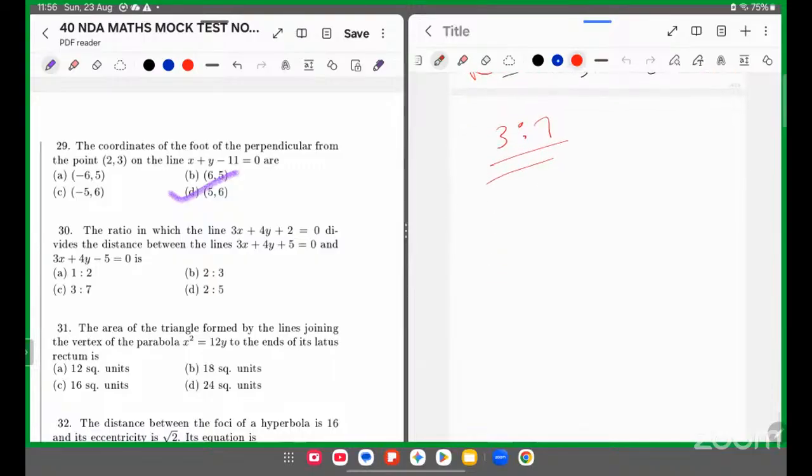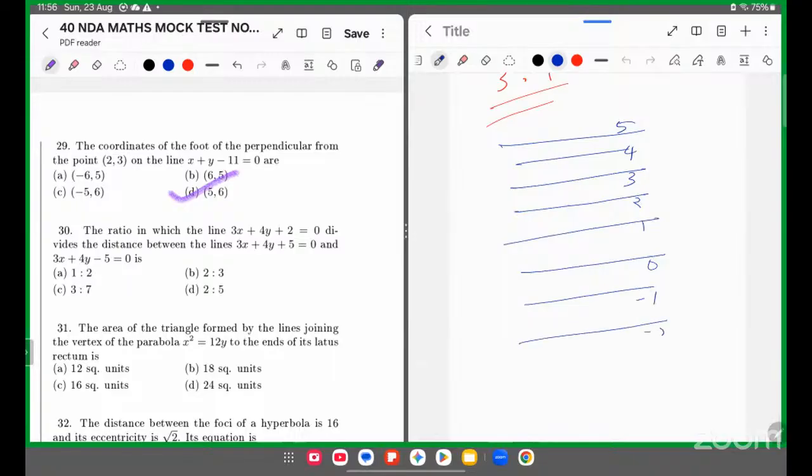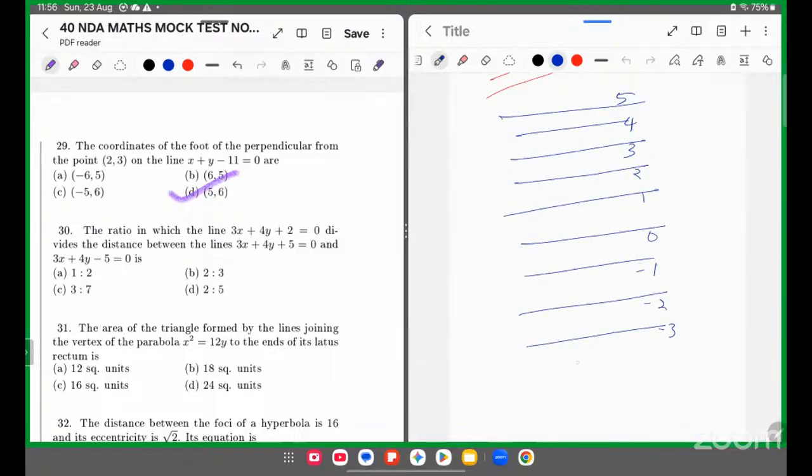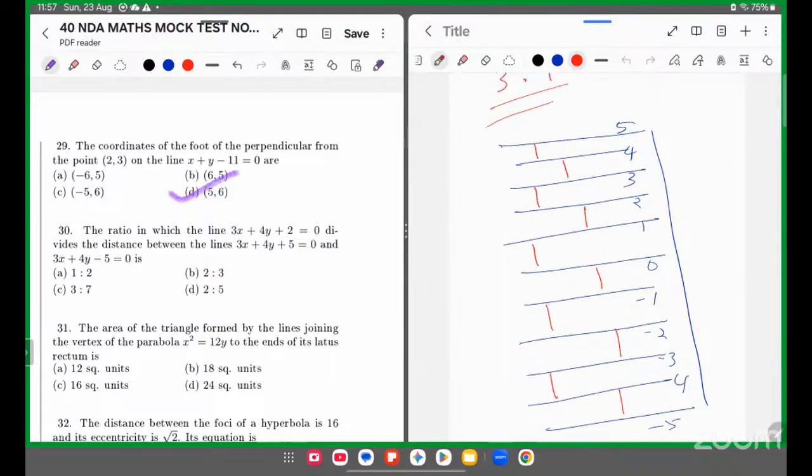5, 4, 3, 2, 1, 0, minus 1, minus 2, minus 3, minus 4, minus 5. How many divisions are there? 1, 2, 3, 4, 5, 6, 7, 8, 9, 10. Anyway, this is the answer.